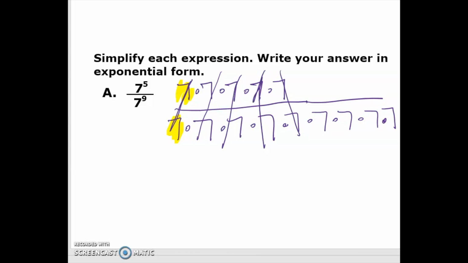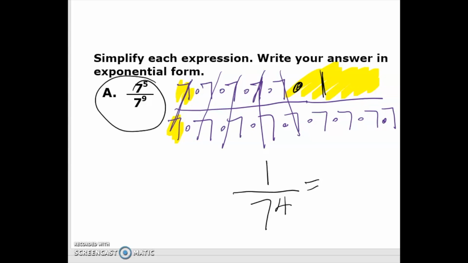So what I can see is since there's nothing left in my numerator, be really careful that you remember that would be the same thing as times 1. So I have a 1 left in my numerator and I have 1, 2, 3, 4 sevens, so 7 to the 4th in my denominator. And so another way to write this, if we were to think about our exponent rules that we learned, we would have 7 to the 5 minus 9. Well, 5 minus 9 is negative 4.